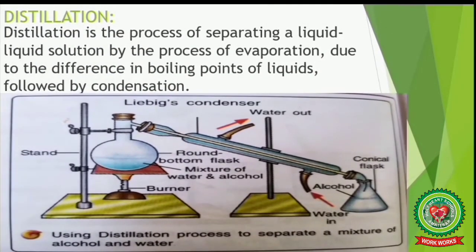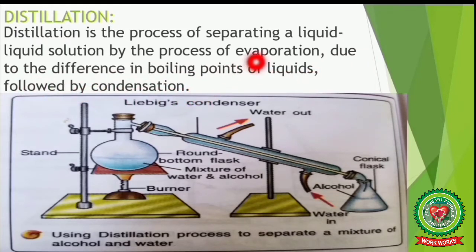The first method is distillation. This method is used to separate a liquid-liquid mixture in which both the liquids have different boiling points. Students, in this method, the liquid is first converted into vapors and then the vapors are converted back into the liquid. This method is employed when the difference in boiling points of two liquids is more than 30 degrees Celsius. It is a process of separating a liquid-liquid solution by evaporation due to the difference in the boiling points of liquids, followed by condensation.